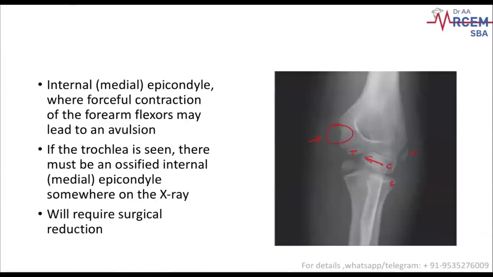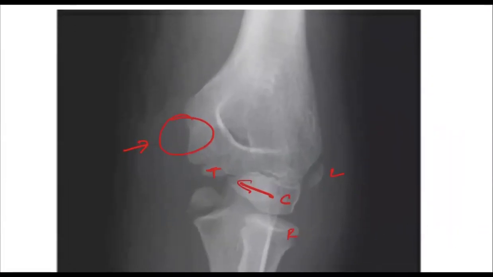What has happened? The medial epicondyle here is absent. What has happened to the medial epicondyle? It has avulsed and it has gone here. It is very commonly seen in violent contractions of the forearm muscles. All the flexors get attached to the medial epicondyle. It is an ossifying center in the pediatric age group. Violent contraction of this will result in an avulsion fracture.